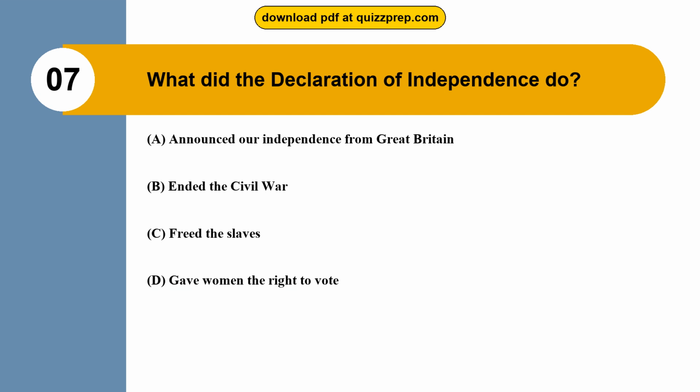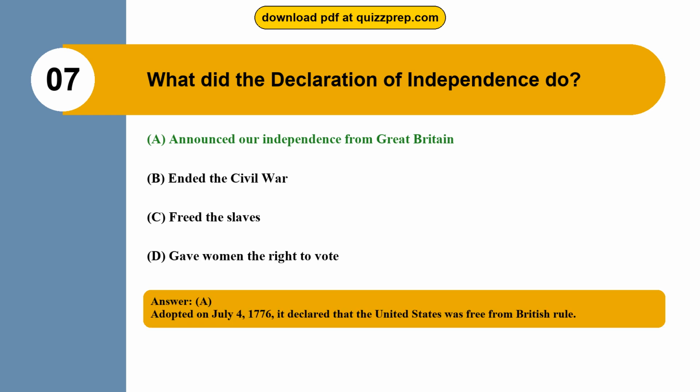Question 7. What did the Declaration of Independence do? Option A, announced our independence from Great Britain. Option B, ended the Civil War. Option C, freed the slaves. Option D, gave women the right to vote. The correct answer is option A, announced our independence from Great Britain. Adopted on July 4, 1776, it declared that the United States was free from British rule.